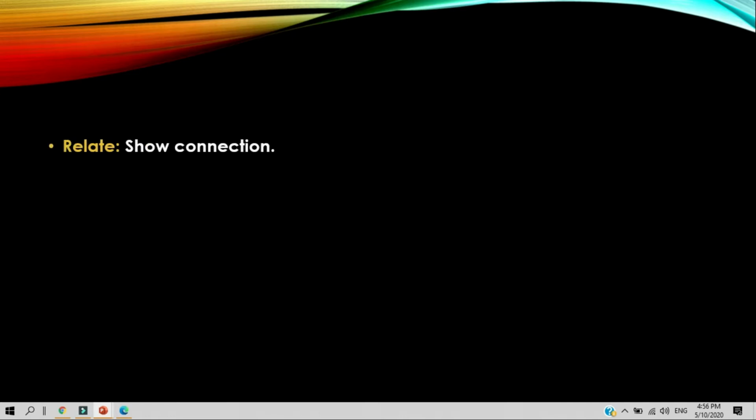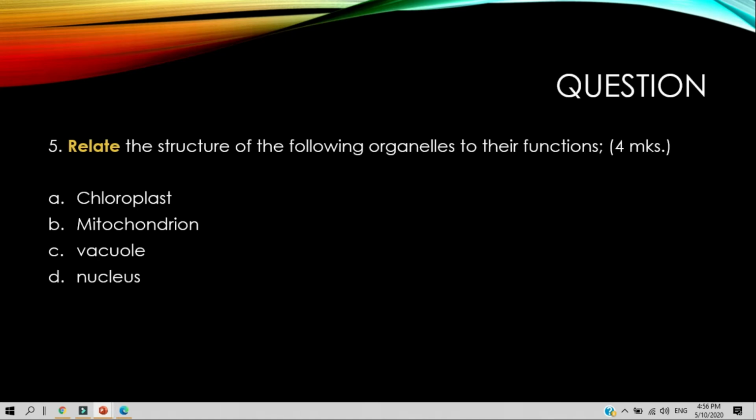Let's move on. We want to relate. Now this is the big one. Relate. When you're relating to something, you are showing the relationship, the connection. What connection there is. Let's look at this question. We want to relate the structure of the following organelles to their function. If you looked somewhat at question number 1, we spoke about structure, the makeup. So now we are relating structure to function.